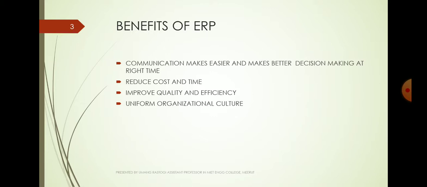Improved quality and efficiency. If time and cost decrease, that means your quality also improves, because you can get all the things simultaneously in one system, so you can get decisions very quickly and very easily, and very good decisions for profit. So quality will improve, and efficiency will also improve.